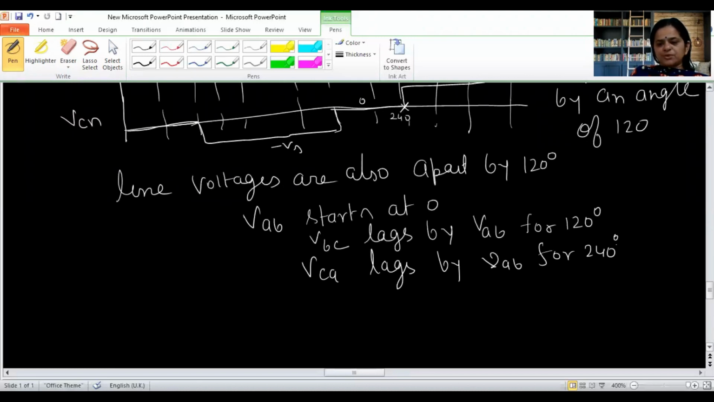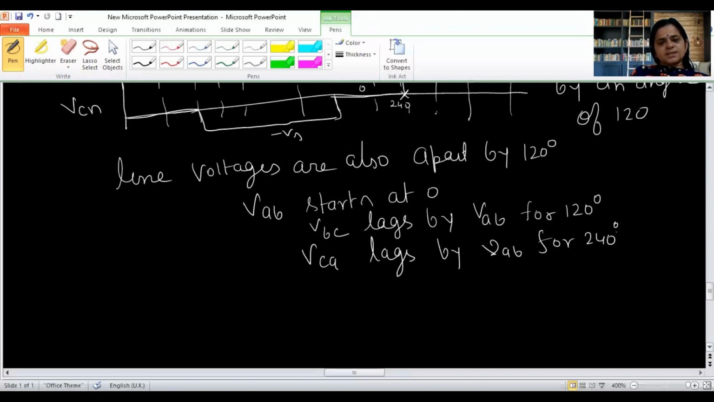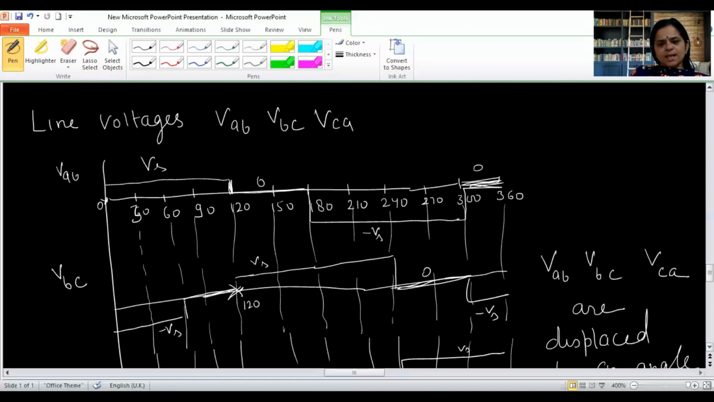So I hope that's the end of the three-phase inverter. In this, I have explained the 180 degree mode operation of a three-phase inverter. Basically, so that's it about the 180 degree mode of three-phase inverter.